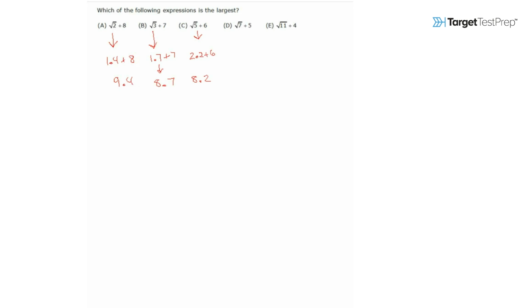And then there's a few more here. We have root 7 and root 11. So this is where we can practice how to estimate these values, root 7 and root 11, if we don't actually have them memorized. And the reality is you don't have to have those memorized, because they could throw any number under that root sign if they wanted to.